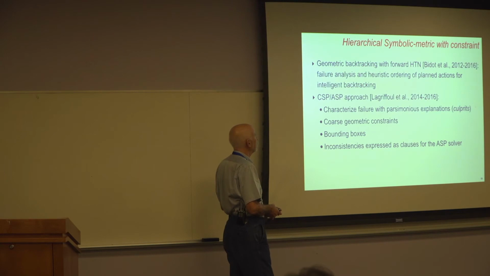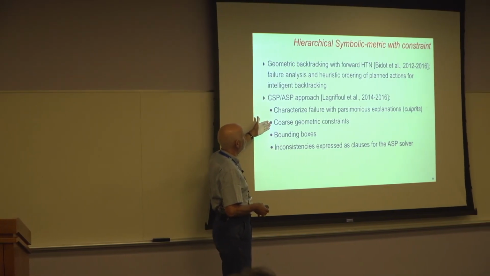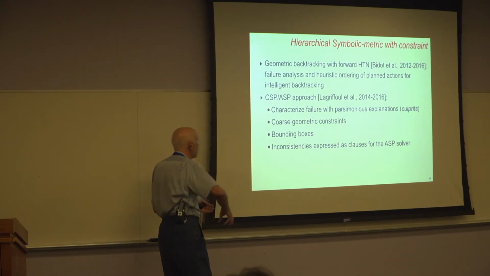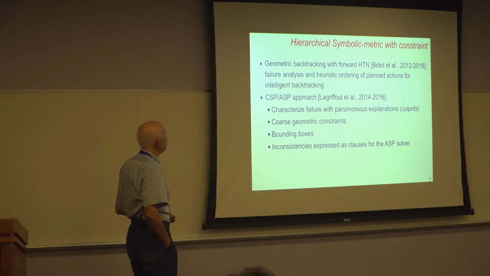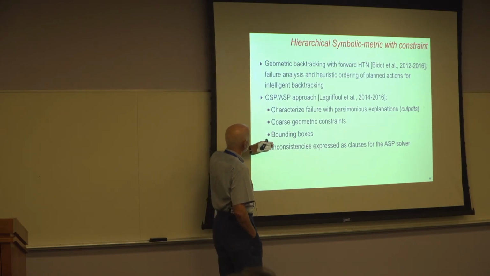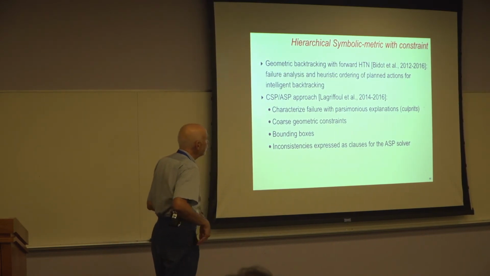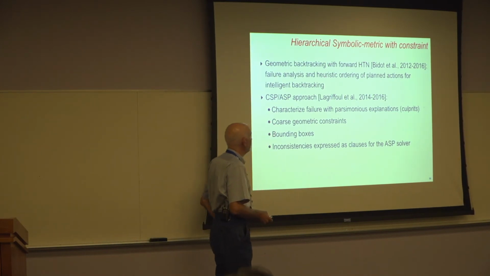And you do that with propagation of constraints at two levels: coarse geometric constraints regarding positions and poses, and bounding boxes regarding possible motions and why motion succeeded or didn't succeed. And this culprit analysis allows you to express inconsistencies as clauses as for a SAT solver. That's why they use an ASP solver to do that.